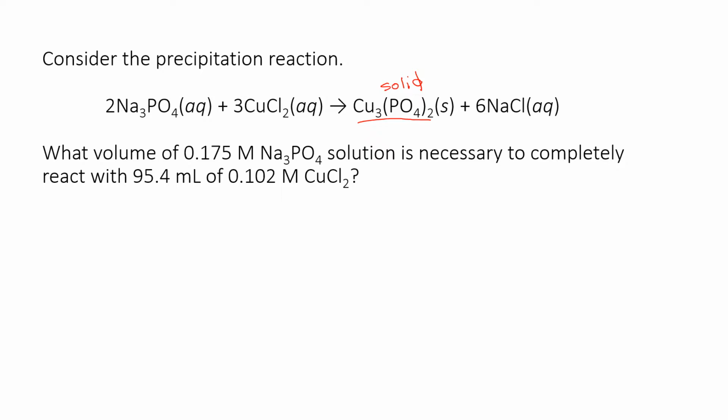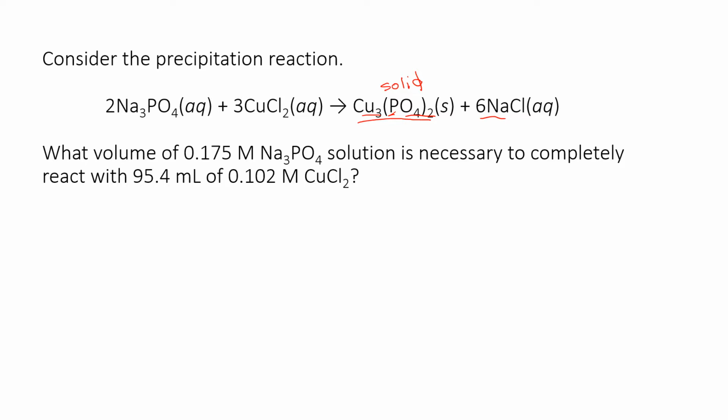All right, so the chemical equation is balanced. We have 6 sodiums here, and we have 3 coppers. We have 3 coppers here, and we have 8 oxygens, and we have 8 oxygens here. And we have 2 phosphorus here, and we have 2 phosphorus right here. So our chemical equation is balanced. We got 6 chlorides, 6 chlorides. So everything, our atom count looks spot on. The chemical equation is balanced.